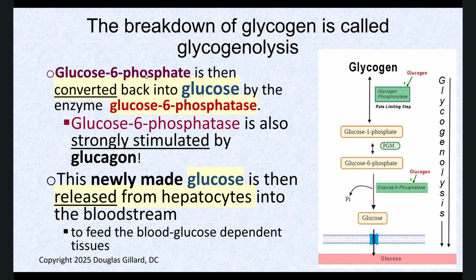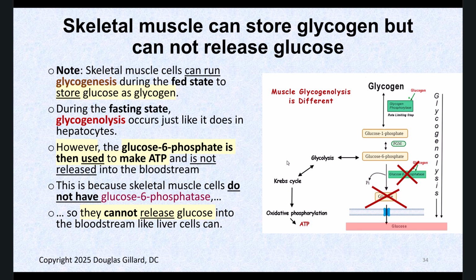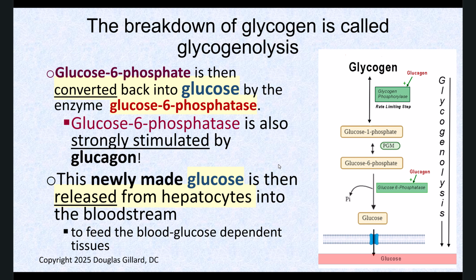Yeah, everything I said. Glucose 6-phosphate is converted back into glucose by glucose 6-phosphatase. Glucose 6-phosphatase is also strongly stimulated by glucagon, just like this picture shows. And the newly made glucose is then released from the hepatocyte into the blood and feeds the tissue that needs to be fed. And just a note about, so that's it. Really, we're done. So it wasn't that bad, I don't think.